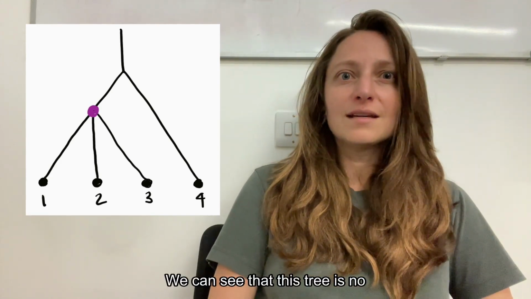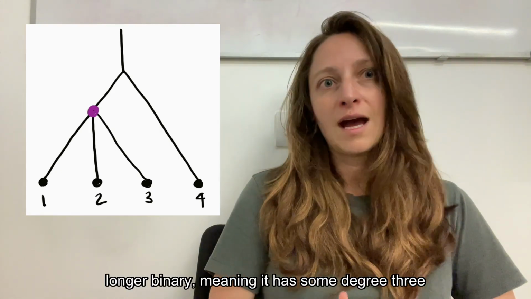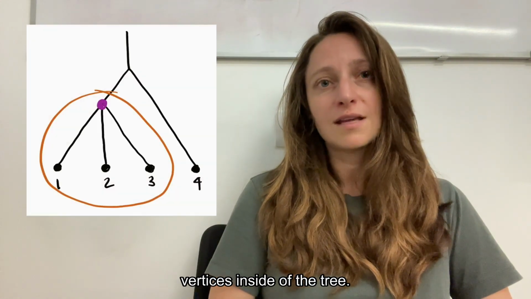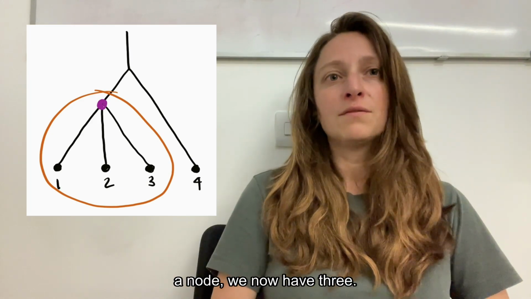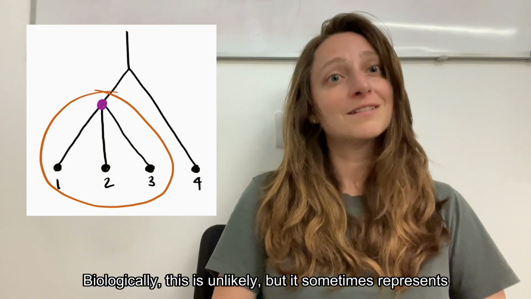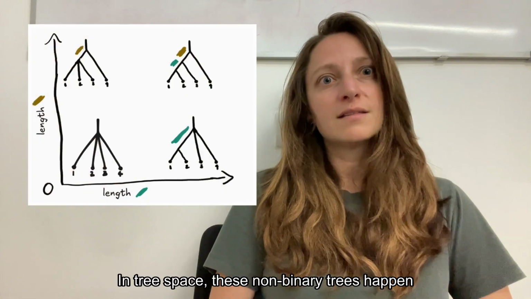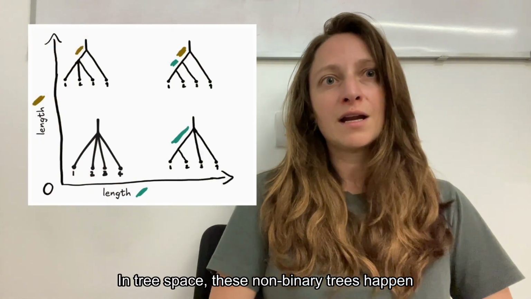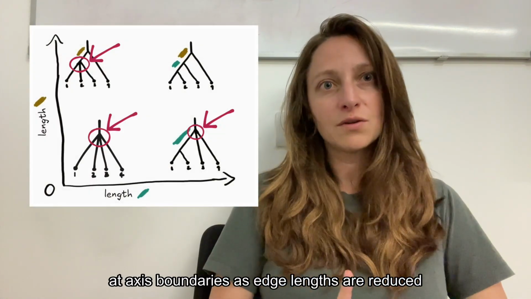We can see that this tree is no longer binary, meaning it has some degree 3 vertices inside of the tree. Instead of always having 2 branches coming from a node, we now have 3. Biologically, this is unlikely, but it sometimes represents the information that we have. In tree space, these non-binary trees happen at axis boundaries as edge lengths are reduced to 0.